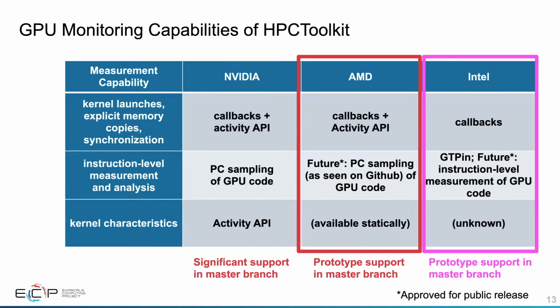For Intel GPUs, we can also monitor kernel launches, memory copies, synchronization, things like that. For instruction level measurement, there is support for instrumentation using GTPin. Intel has allowed us to say that in the future, they will be adding some instruction level measurement support for GPU code to a future GPU, but we can't say what GPU that might be. It's just some future GPU.